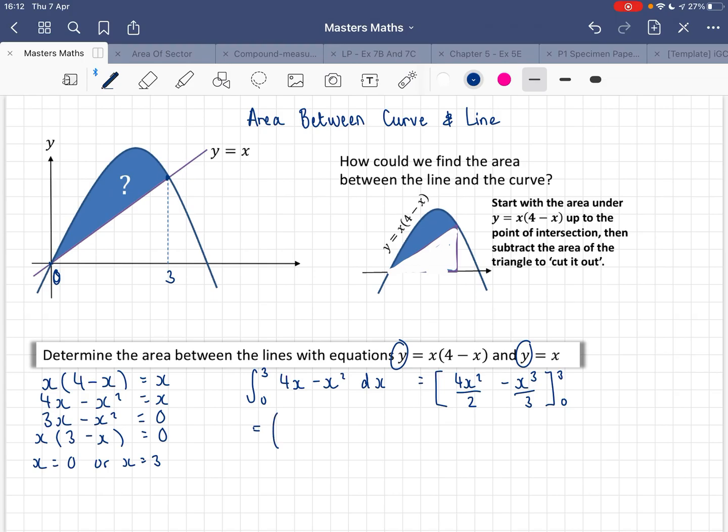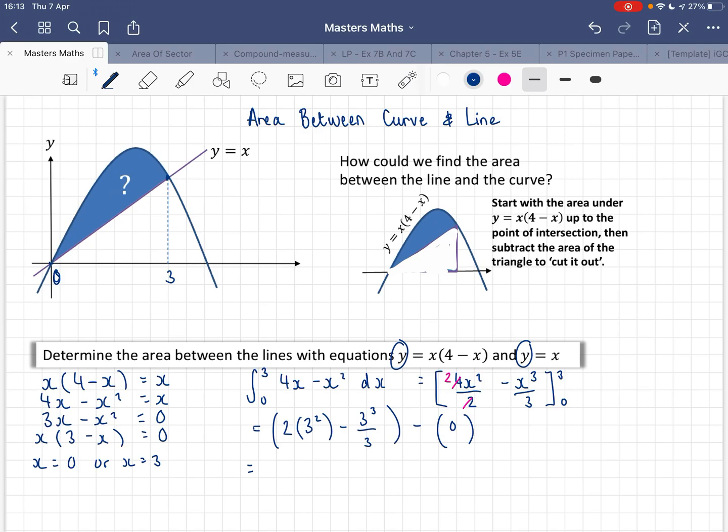To then evaluate between those limits, I put each value of x in and subtract. 4 divided by 2 is 2, so I've got 2 lots of 3 squared minus 3 cubed over 3, minus, when I put in 0, everything's just going to be 0 because I've got 2 times 0 squared, which is 0. So I'm just going to put 0 in that bracket.